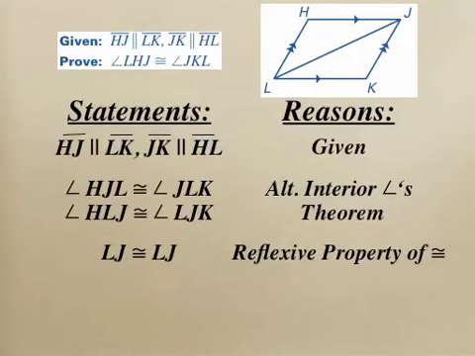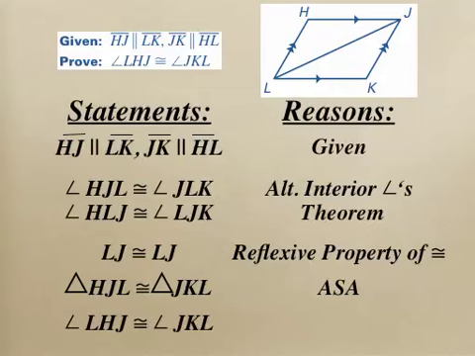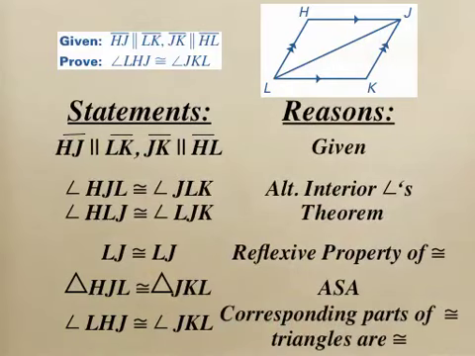Now that I have 2 angles and the included side congruent between the 2 triangles, I can go ahead and say that triangle HJL is congruent to triangle JKL because of the angle-side-angle congruence postulate. Now, I have not proven what they were asking me to prove. They were asking me to prove that angle LHJ is congruent to angle JKL. Because I have congruent triangles, I can say that these 2 angles are congruent to each other because corresponding parts of congruent triangles are congruent.